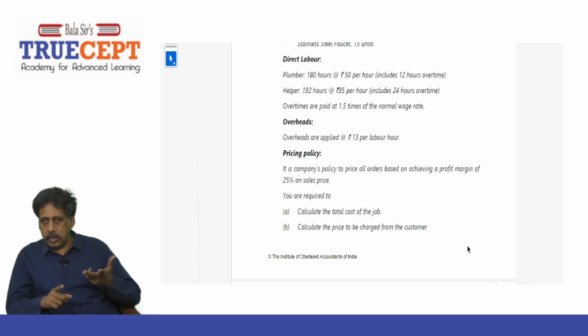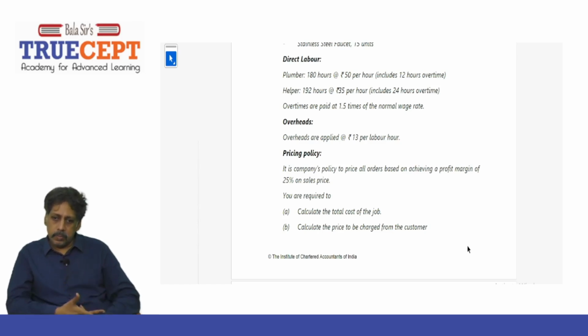180 hours on the job, and these 180 hours include 12 hours of overtime. Is that clear? And have they given the wage rate per hour? 50 rupees per hour. Next, helper: 192 hours at 35 rupees per hour, which includes 24 hours of overtime.